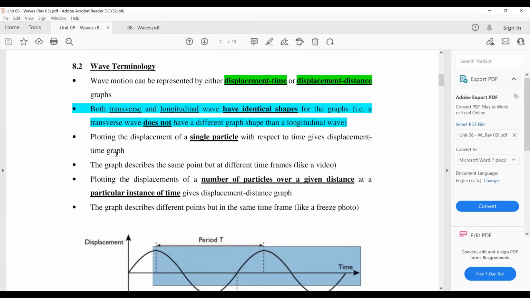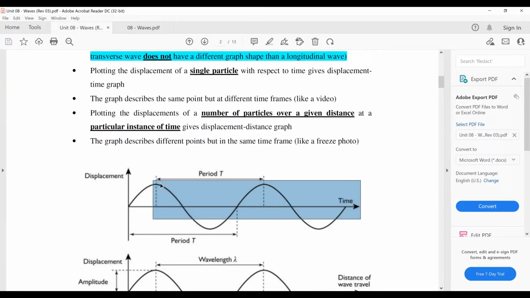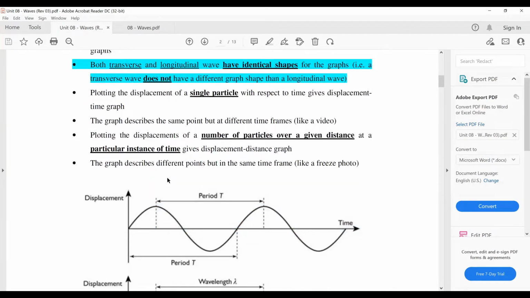All right. So when you want to plot a graph of displacement time, what we will tell you is that you are plotting the displacement of a single particle in the wave with respect to time. Okay, it describes the same point on the wave but at different time frames, like in a video. Okay, what do I mean by that is this.